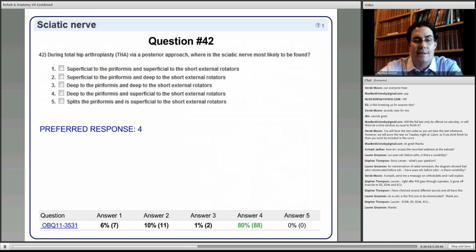And so again, that's the answer here, and it looks like 80% of people were able to answer that correctly, with the second most common being answer 2, which is superficial to the piriformis. And remember, that's just flip-flopped. So it's important to remember, when we're talking about a posterior approach, as you go through, it is going to be deep to the piriformis, even though it's a more anterior structure.